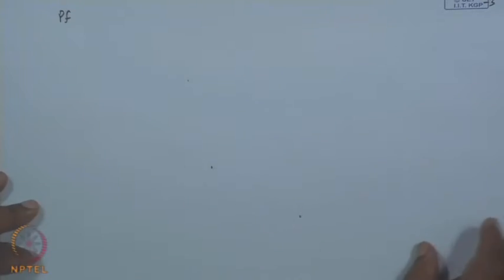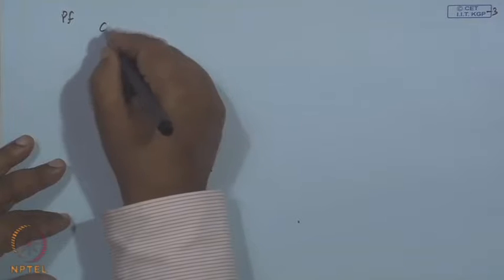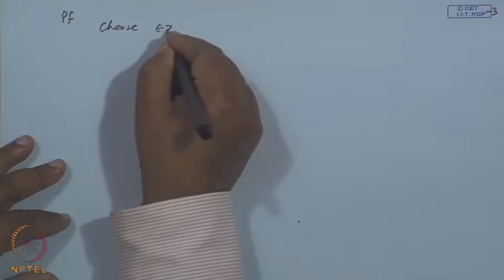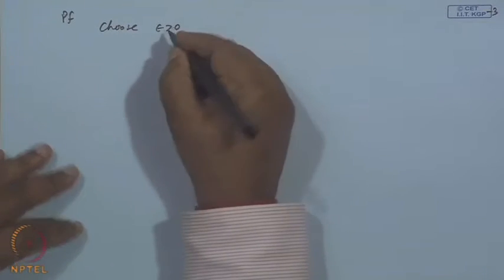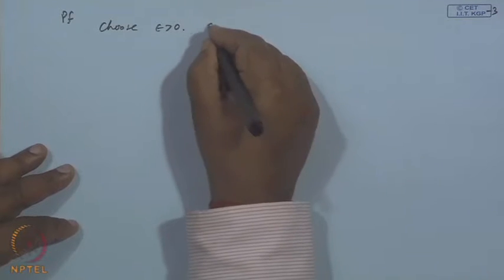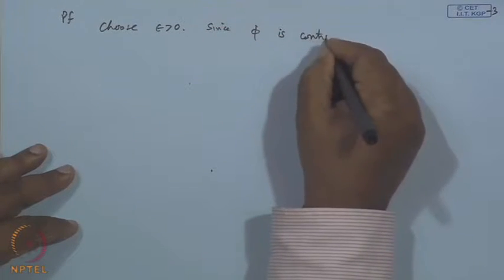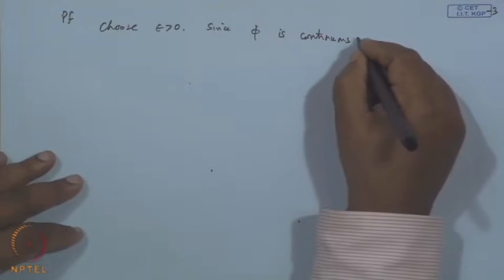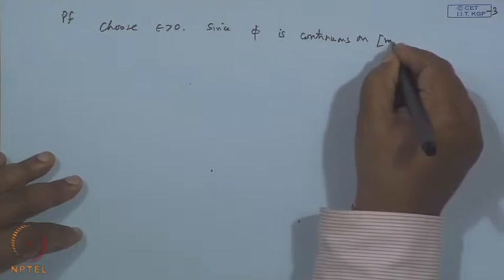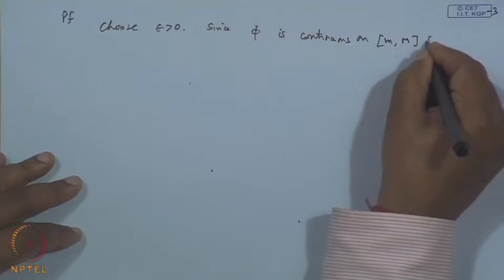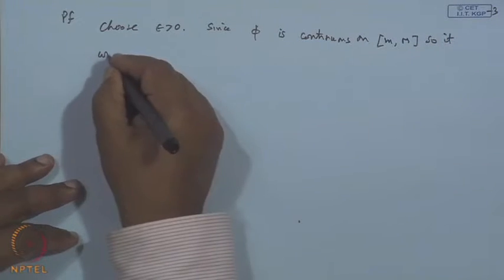Okay. So, let us see the proof of it. Choose epsilon greater than 0. Now, since phi is continuous on the closed interval [m, M], it will be uniformly continuous.